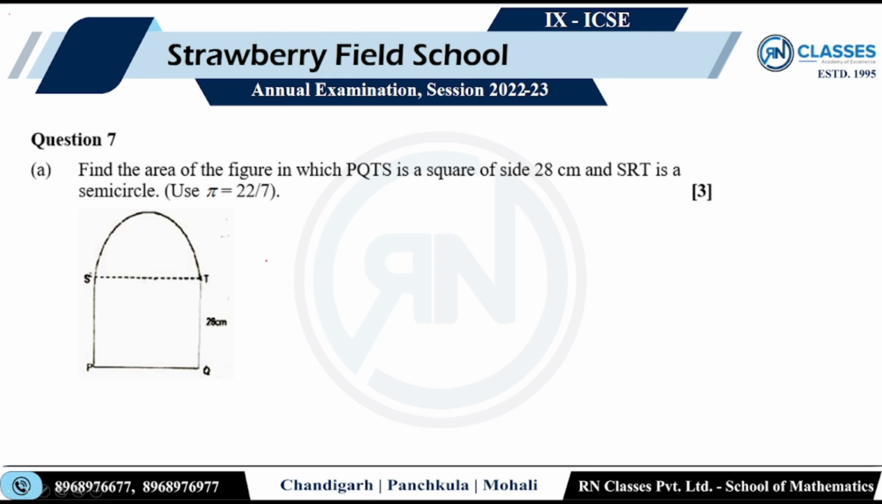Question number 7. Find the area of the figure. PQTS is a square of side 28 centimeter and SRT is a semicircle. भाई पूरी फिगर का एरिया निकालना है, इसका भी एरिया निकालना है, इसका भी एरिया, राइट? अब मुझे साइड 28 दी हुई है, सो एरिया ऑफ अ स्क्वायर क्या होता है गाइस? दैट इज a square. Now a is given as 28. I can find it very easily. 28 square. So that is nothing but 784 centimeter square.